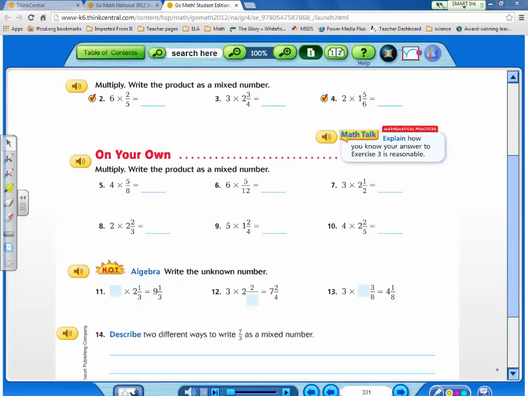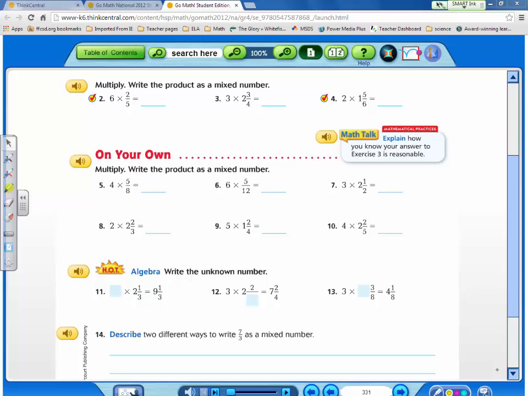Welcome to Go Math Lesson 8.4. Today we are multiplying whole numbers times mixed numbers and whole numbers times fractions. And we then have to change the answer to a mixed number if necessary. So let's take a look at these problems.